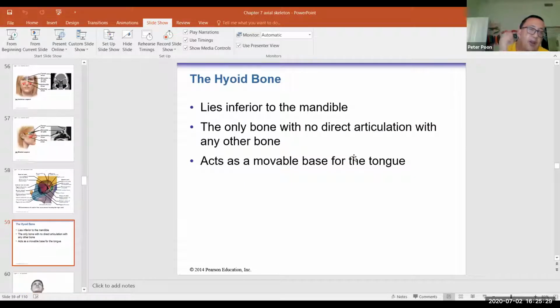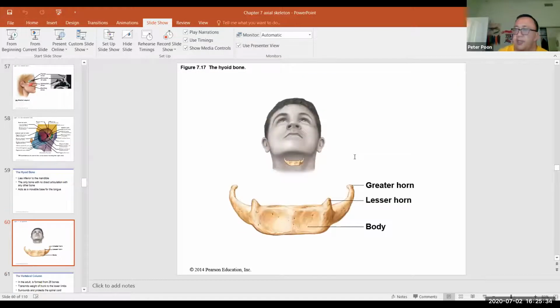Okay, the hyoid bone. The hyoid bone is here.